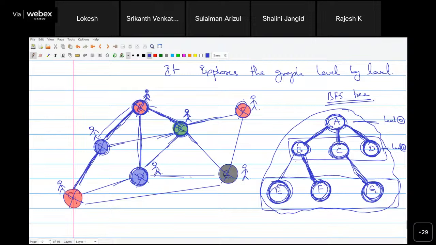So shortest path from A to G is 2. And the shortest path from A to E is also 2. And the shortest path from A to F is also 2. So the level 2 vertices are 2 length far from vertex A. So like this, if you have level 3, then that means there is a vertex which is 3 length far from vertex A. But in this graph, there is no such vertex. This is how BFS works.